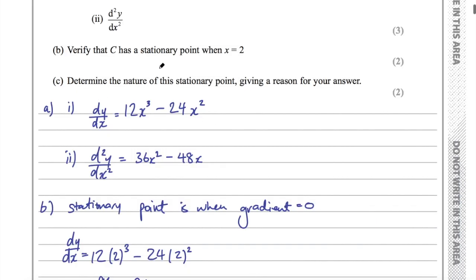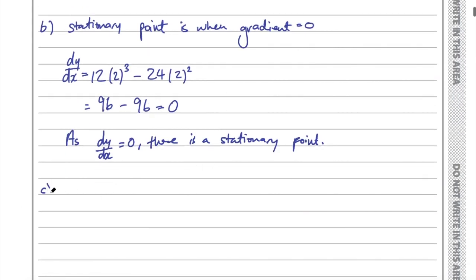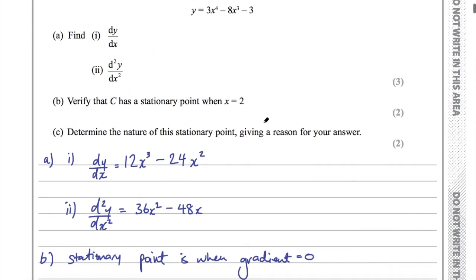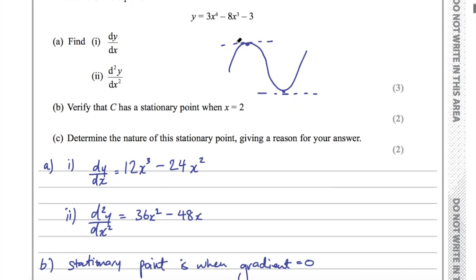Part C says determine the nature of this stationary point, giving a reason for your answer. So the nature of the point is basically saying, is it a maximum or a minimum? If we're talking about a curve, it goes up and down, and if the point is up here, if it's a maximum, the gradient is 0, and if it's a minimum, the gradient is 0. And they're asking us, well, is this point a maximum or a minimum? And if it's on the top of a curve, then what's happening to the slope of the curve? It's going from positive to negative, right?